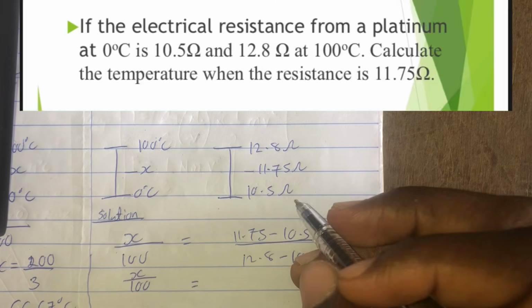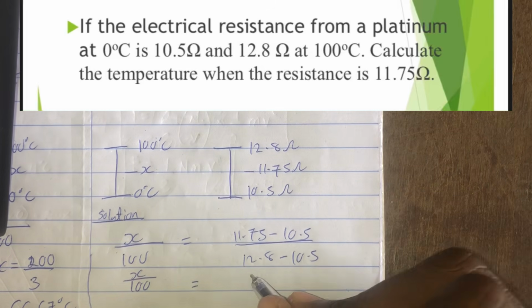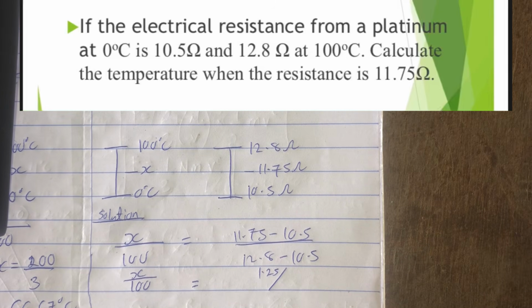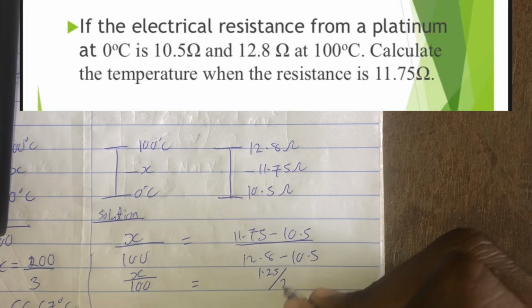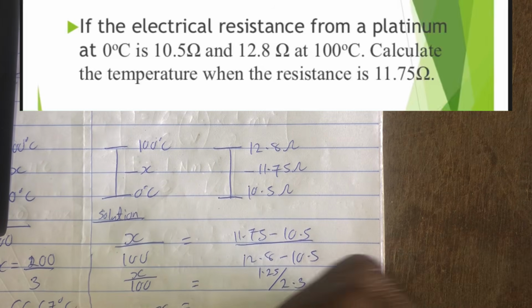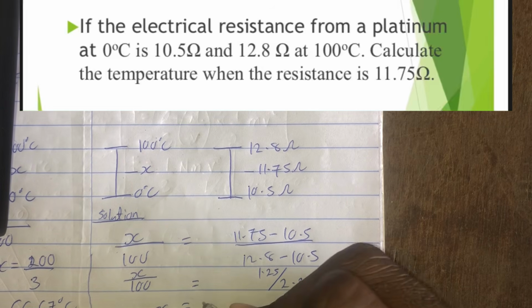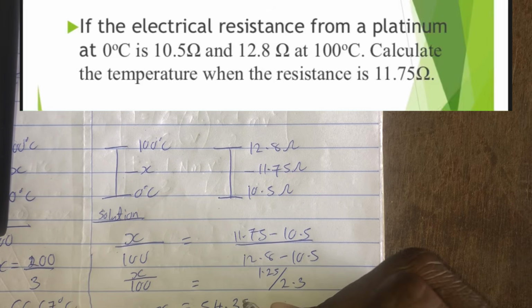Okay, so 11.75 minus 10.5 will give you 1.25, over 12.8 minus 10.5 will give 2.3. So when we cross multiply, the value of x will be 1.25 times 100 divided by 2.3, and that will give me 54.35 degrees Celsius. So that's how to solve question number 2.